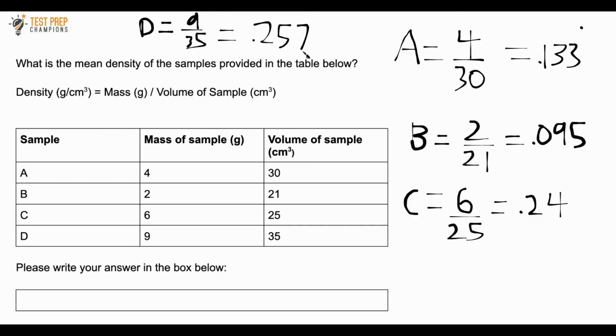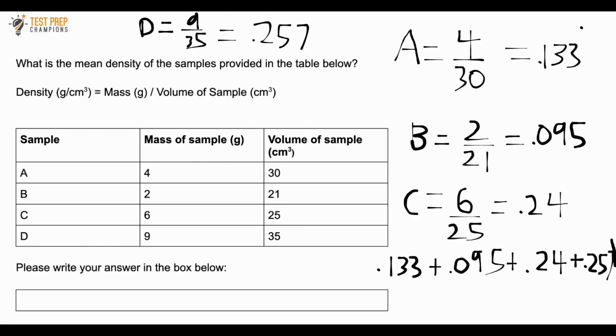So now that I have all the densities calculated, the trick now is to find the mean. So what I'm going to do is I'm going to take all of these numbers. So I'm going to take the 0.133 and I'm going to add that to 0.095. Then I'm going to add 0.24. Then I'm going to add 0.257. So all I'm going to do here is take all of the numbers and add them up. And then I'm going to divide by 4. Now you might be wondering, why are you dividing by 4? Well, the reason I'm dividing by 4 is because we've got 4 different samples here.